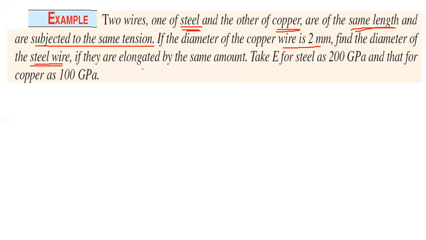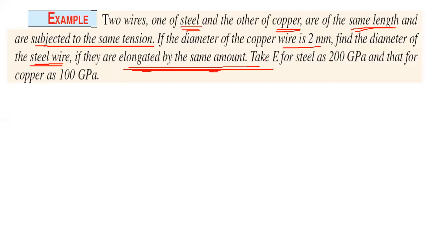If they are elongated by the same amount, that means change in length in steel wire equal to change in length in copper wire. Elongated by same amount means change in length in steel wire equal to change in length in copper wire, both are same. Change in length in both the steel and copper wires are same.